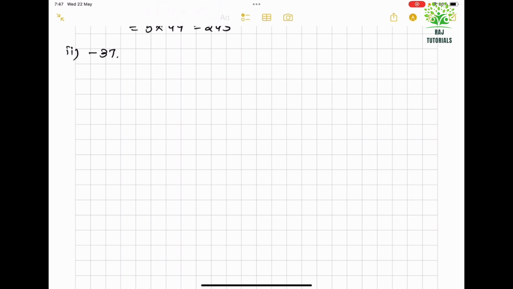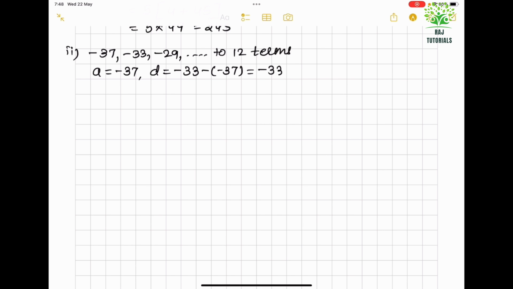Minus 37, minus 33, minus 29 to 12 terms. So a equal to minus 37, d equal to minus 33 minus of minus 37. So that is minus 33 plus 37, so 4, and n is 12. So S12 will be 12 by 2 into (2 into minus 37 plus (12 minus 1) into 4).